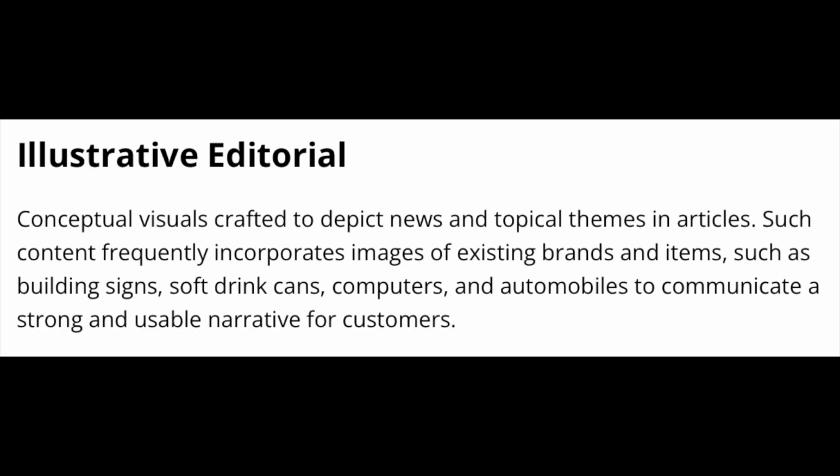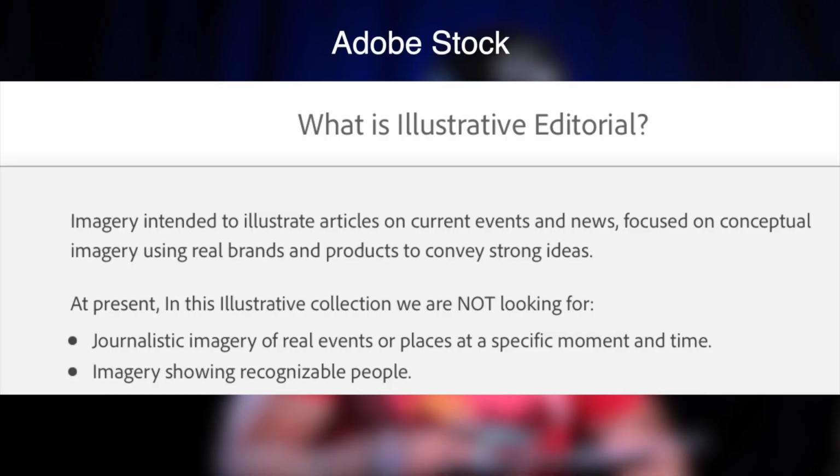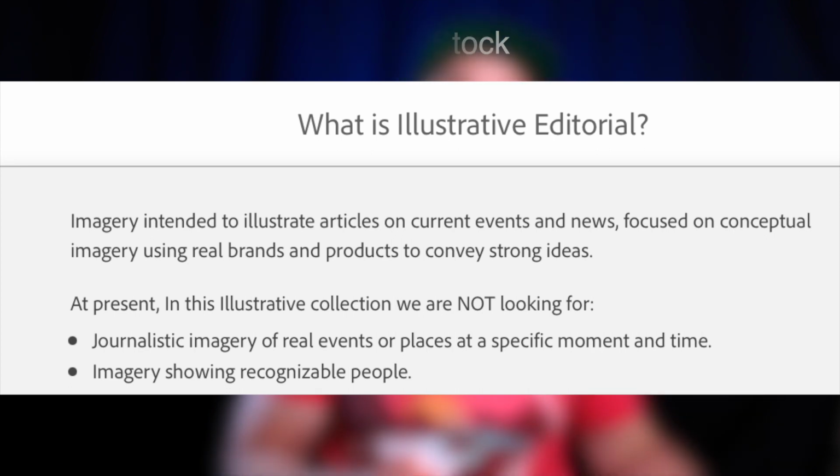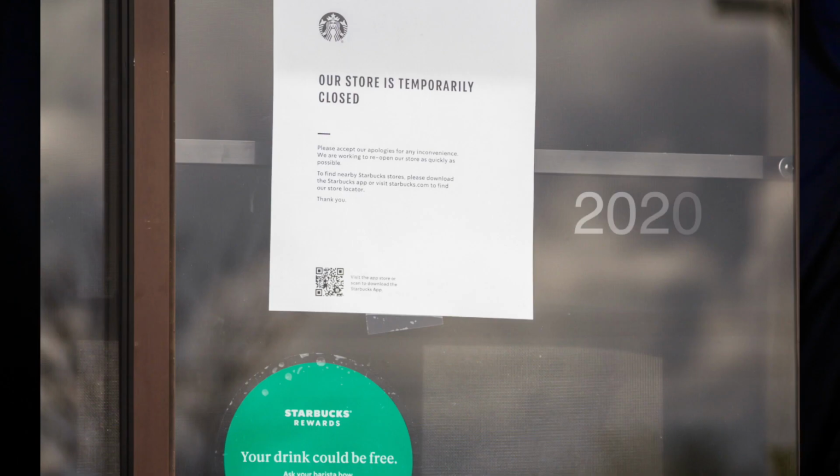And then there's also what's called illustrative editorial. These are a little bit different. Adobe does a lot of this. It's an editorial image but without people. So what they say is current events or news with brands and products to convey strong ideas. So they don't want any people and they don't want a regular editorial image. It's an illustrative editorial, a product or a brand or current news to convey strong ideas.